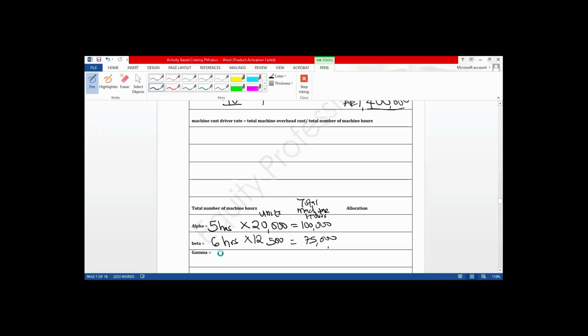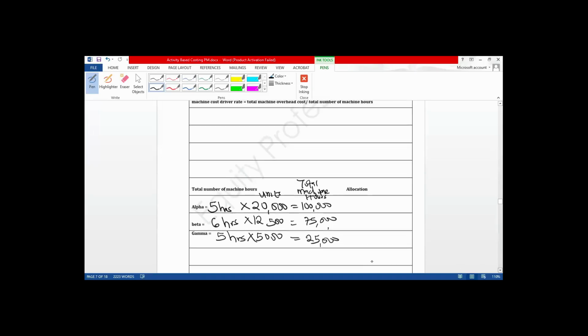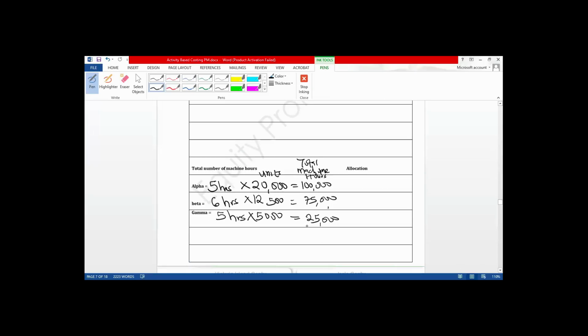The last one. To produce 1 unit of gamma, you require 5 hours of machine. And you are going to produce 5,000 units. That means you are going to use 25,000 hours of machine. If you sum this up now, 100,000 plus 75,000 plus 25,000, that is 200,000 hours of machine.